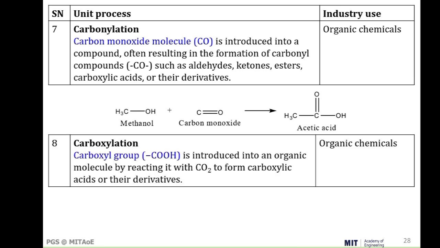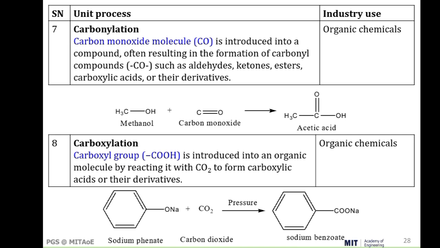The next process is carboxylation. Carboxylation is typically the addition of a carboxylic acid group into an organic molecule, and in this the reagent or reactant is carbon dioxide. For example, sodium phenate is reacted with carbon dioxide under high pressure or in the presence of a catalyst to produce sodium benzoate. So that carboxylic group, the COO group, is introduced in this compound, that is, sodium benzoate is formed. Again, these types of processes are used in organic chemical synthesis industries.